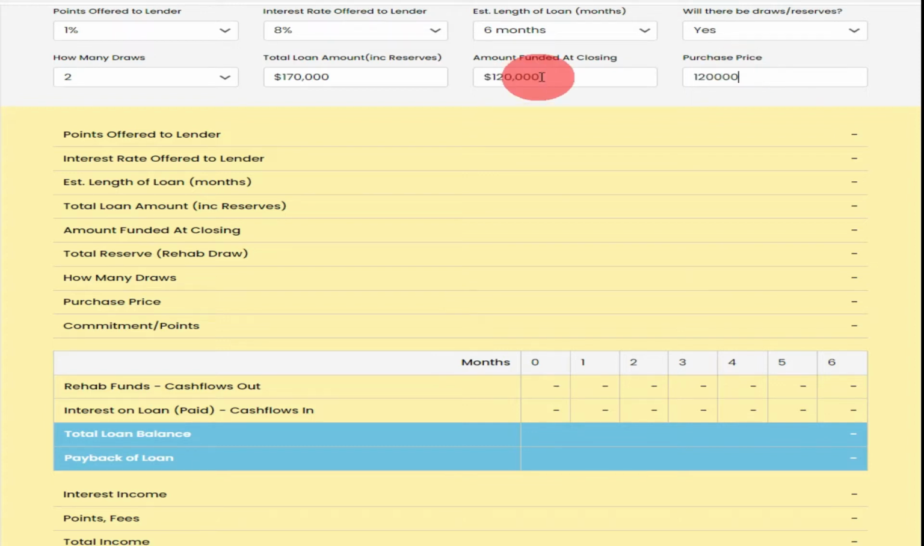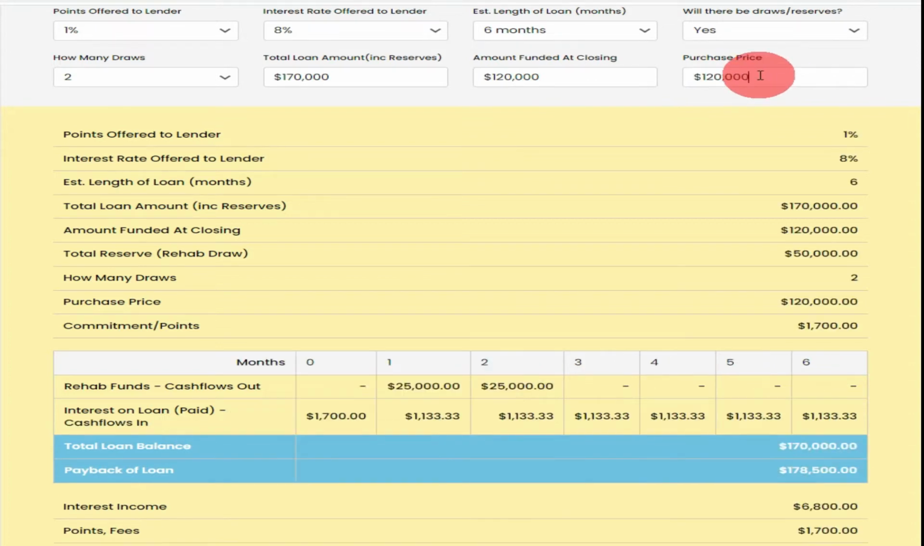Now, this number here, amount funded at closing, would change if you were getting some of the renovation money up front. But for the sake of argument, if you're trying to build a relationship, you do want to show that you have some skin in the game. So the purchase price is also $120,000. Now I'm gonna hit enter.